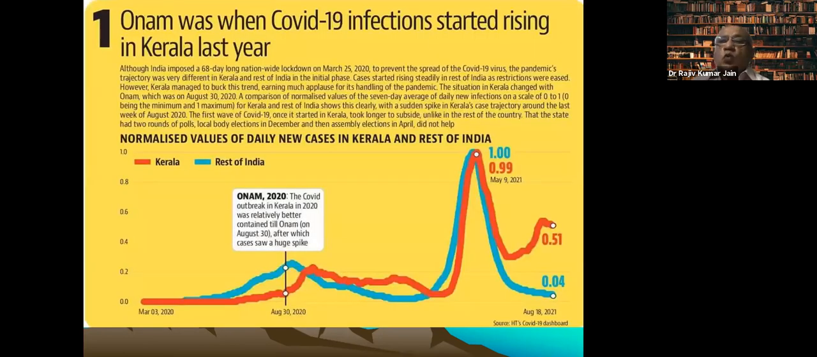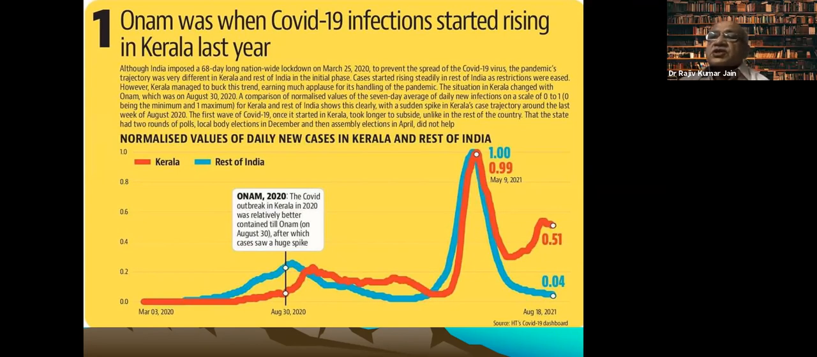Onam was when COVID-19 infections started rising in Kerala last year. And you look at the graph, normalized values of daily new cases in Kerala and rest of India. You see the difference. Rest of India blue, Kerala red. Although India imposed a 68-day long nationwide lockdown on March 25, 2020 to prevent the spread of the COVID-19 virus, the pandemic's trajectory was very different in Kerala and rest of India in the initial phase.